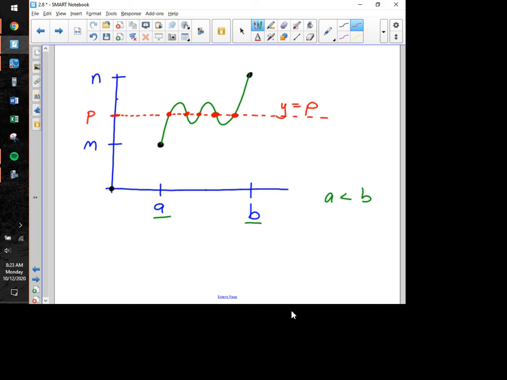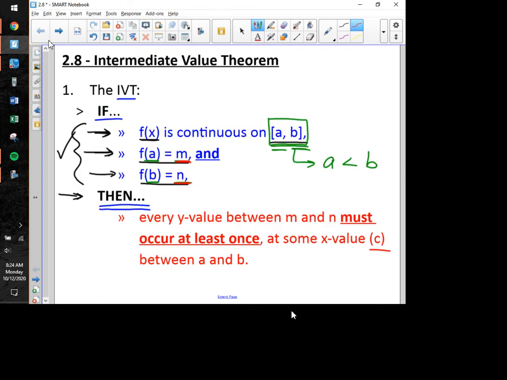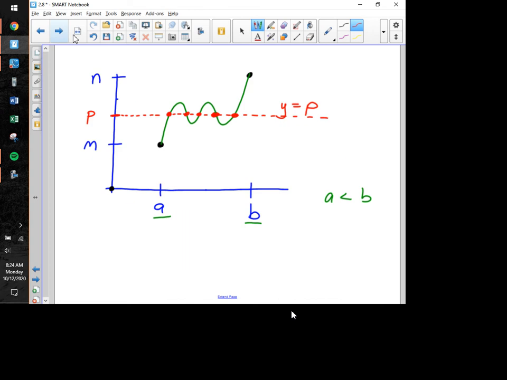So remember, a function has to pass the vertical line test, but it doesn't have to pass the horizontal line test to be a function. It does to be one-to-one, but that's not what we're talking about here at all. So that's the significance of that phrase, at least once. It could happen more than that, although it certainly doesn't have to. So let me get rid of all that.